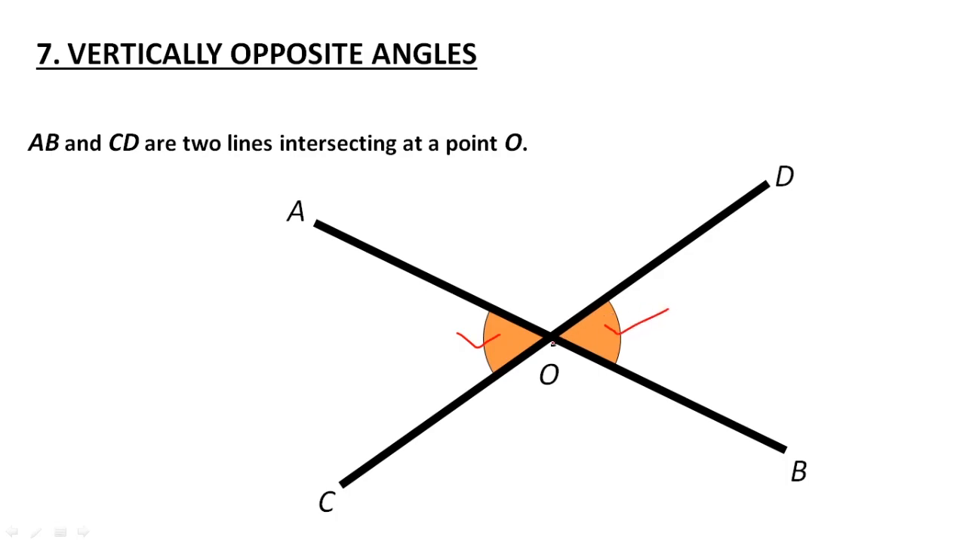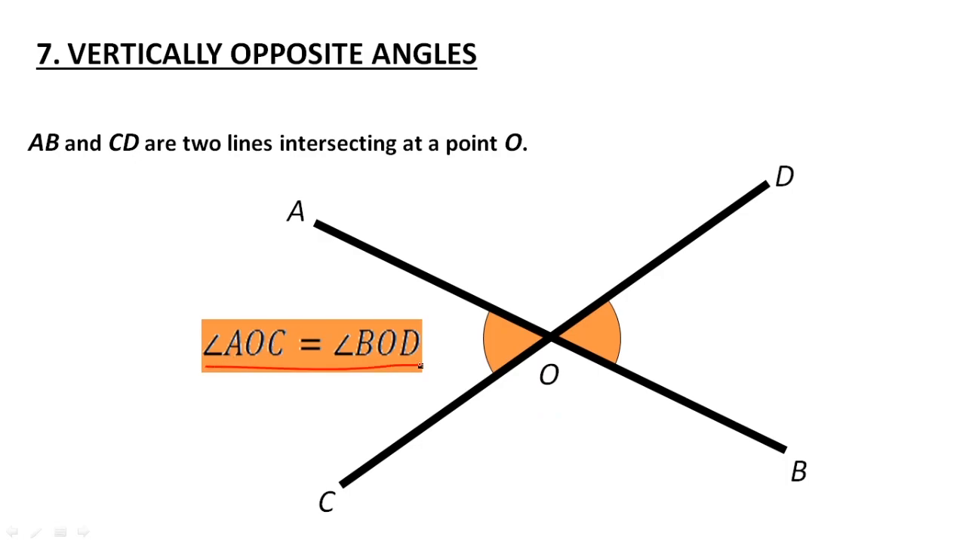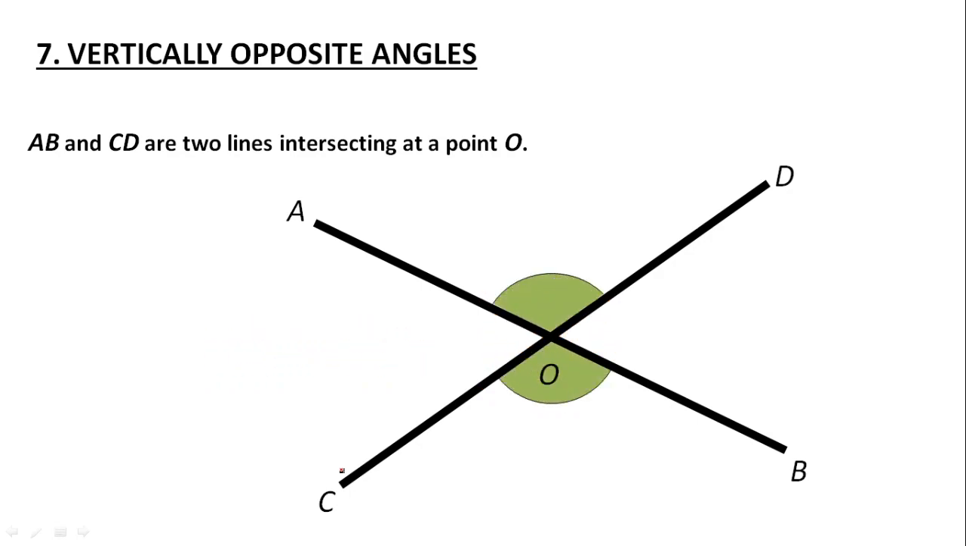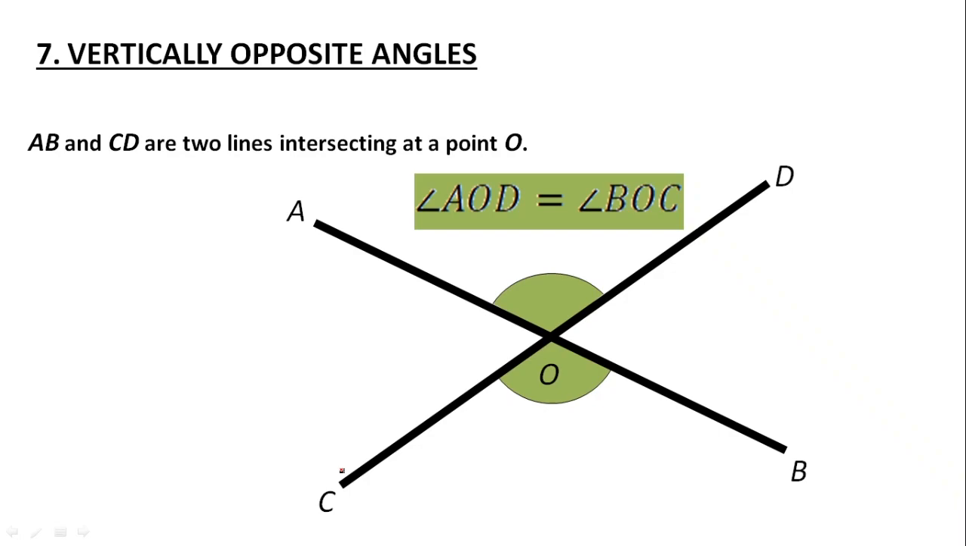This kind of angle which is opposite to one another is known as a vertically opposite angle, and they are always equal. Not only these, but we can also get angles here and here. These are AOD and BOC. This is also a vertically opposite pair and they are also equal. So we have two pairs of vertically opposite angles when two lines AB and CD intersect at a point O.